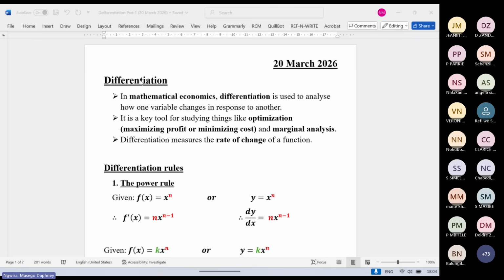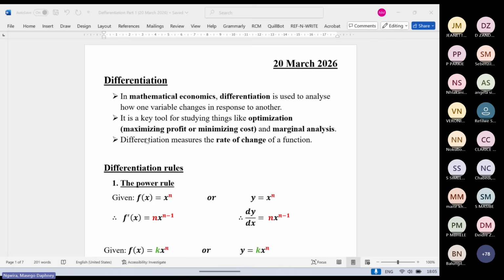Differentiation in mathematical economics is used to analyze how one variable changes in response to another. It is a key tool for studying things like optimization, in brackets maximizing profit and minimizing the cost, and marginal analysis. You'll realize that every time here we talk about maximizing profit and minimizing the cost. So that's what we're going to do also here using differentiation.